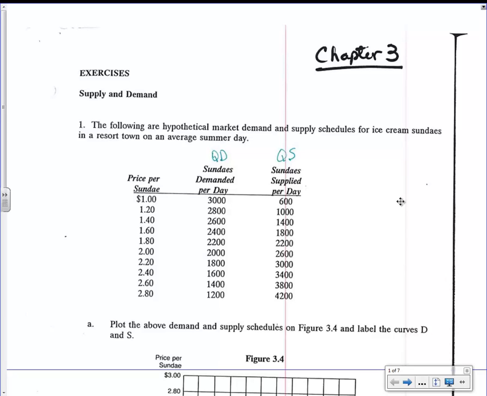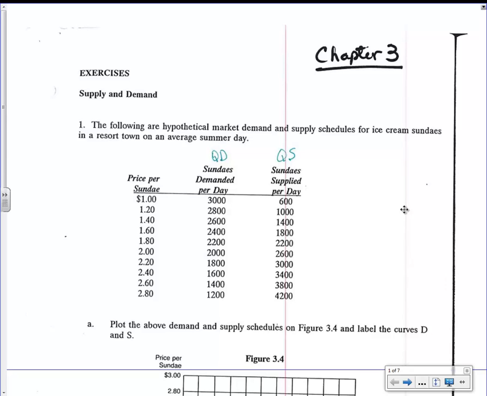This is Glenna Lunday, your teacher in economics, and we're going to go through today Chapter 3 optional problems that are on your web page. I'm going to work these out and show you exactly what you're looking at for the answers for these problems.